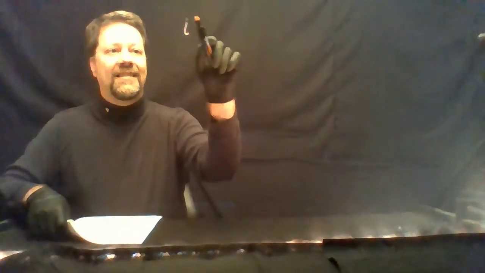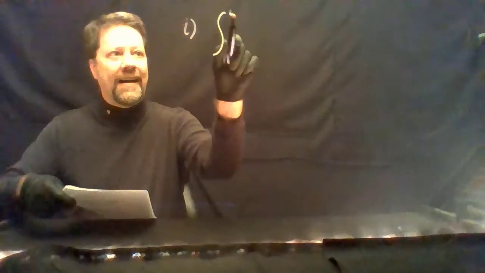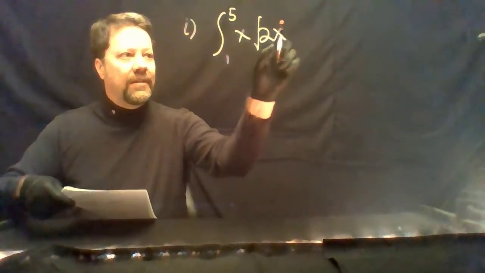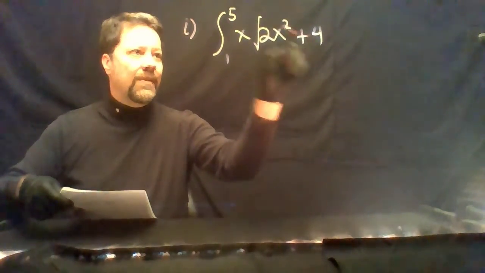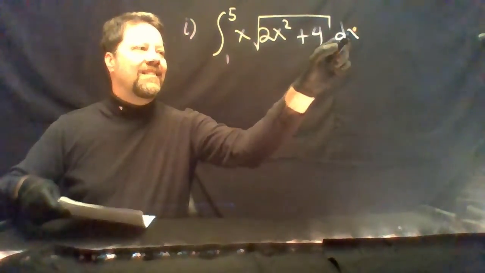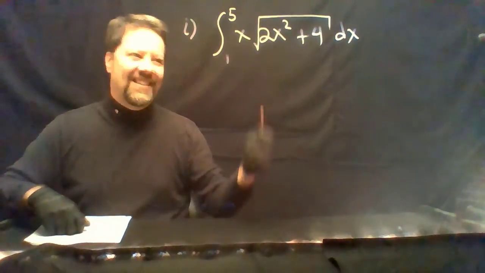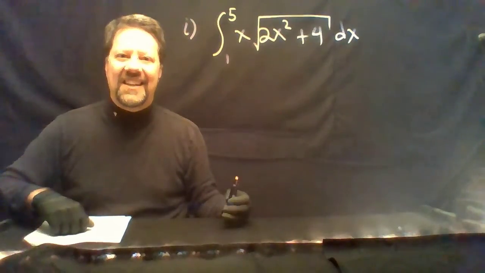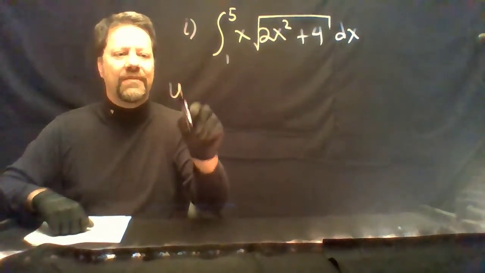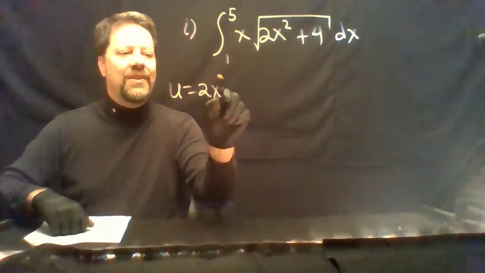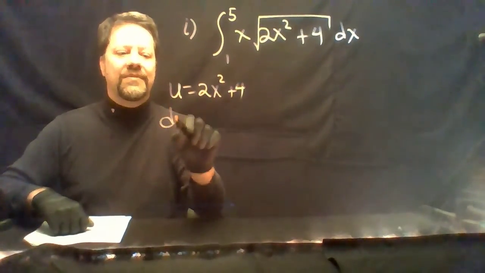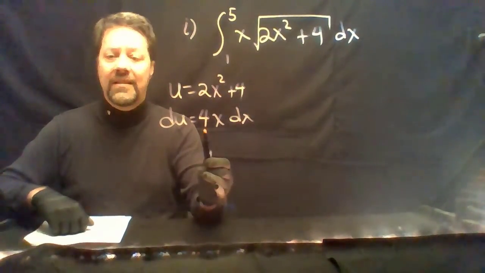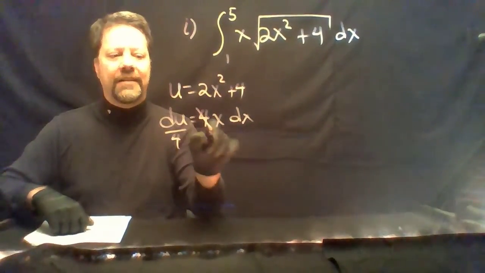On part I, we're integrating from 1 to 5 of x times the square root of 2x squared plus 4 dx. It looks like we have the derivative of something more or less lying around. So this is a u substitution. U is 2x squared plus 4, so that du is 4x dx. We don't have the 4, so we're going to divide it off.